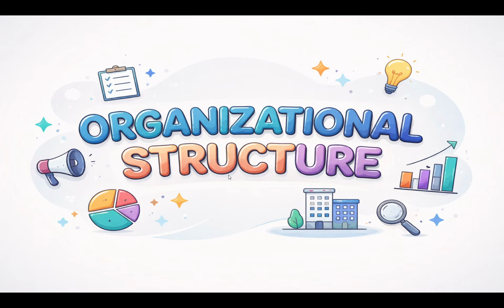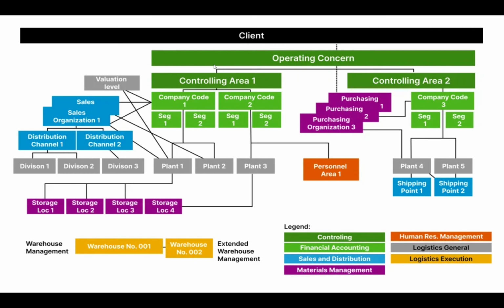So, the organizational structure is not the same for every company. But there are some organizational units that almost every implementation needs. Let's talk about them in detail. Now, this structure requires two controlling areas. Let's start from operating concern.